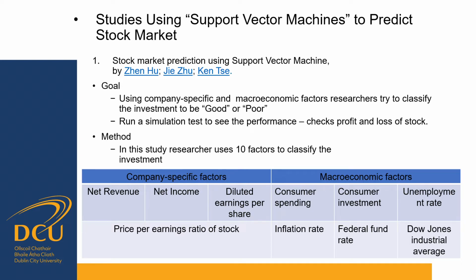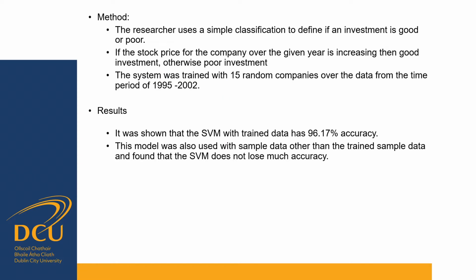The first paper is stock market prediction using support vector machine. The goal of this paper is to use specific factors to classify the investment as a good or a poor investment. In this paper, the researcher used 10 different factors to classify the investment, specifically company-specific factors and microeconomic factors, which are given as follows. The researcher uses a simple classification to define if the investment is poor or good. If the stock market price of the company in the given year has increased, then it is a good investment. Otherwise, it will be a poor investment.